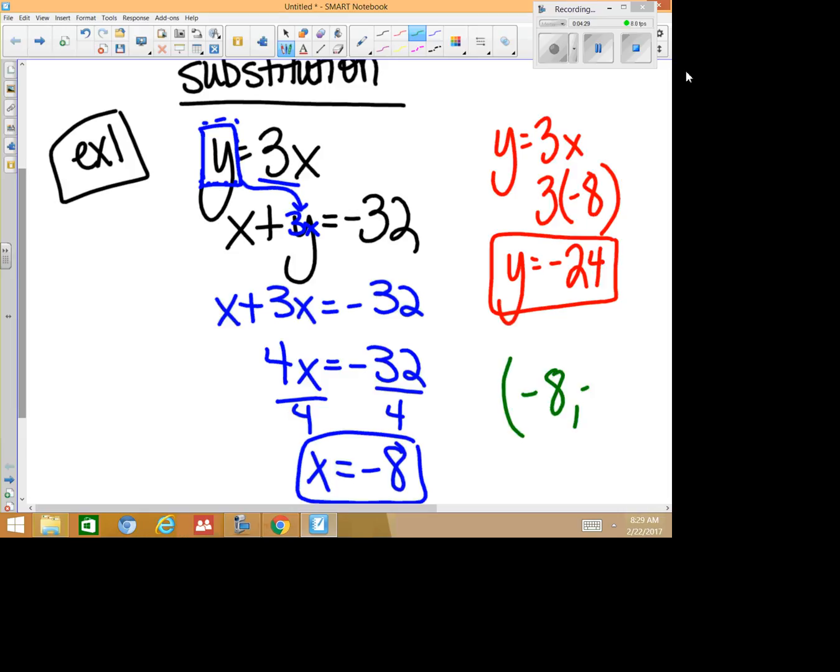Does it get any harder? No, substitution. Yeah, it gets a little harder. I'm lying. The concept will always be the same.